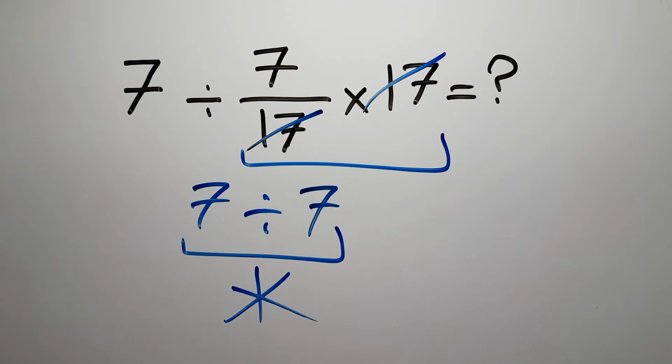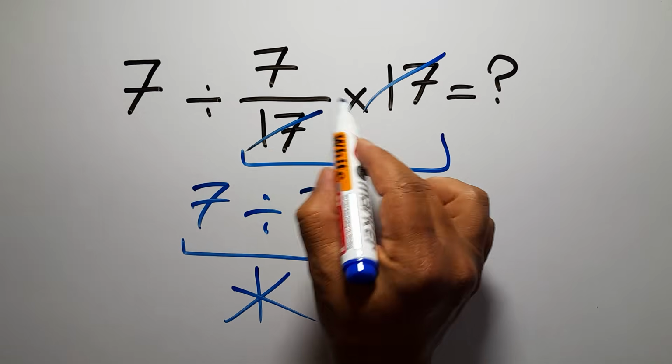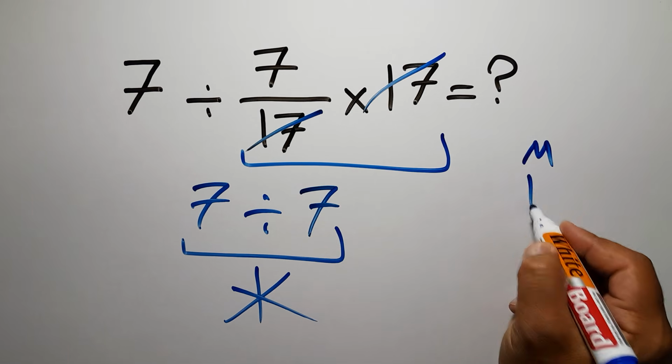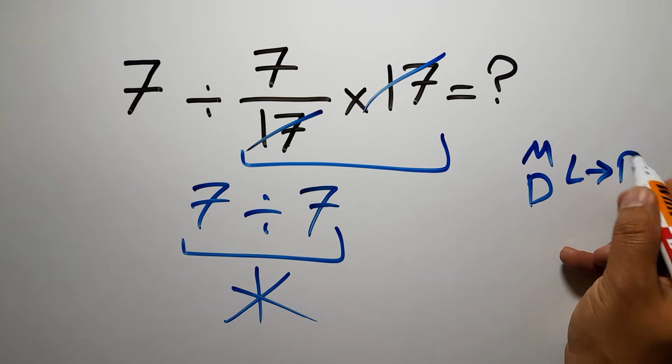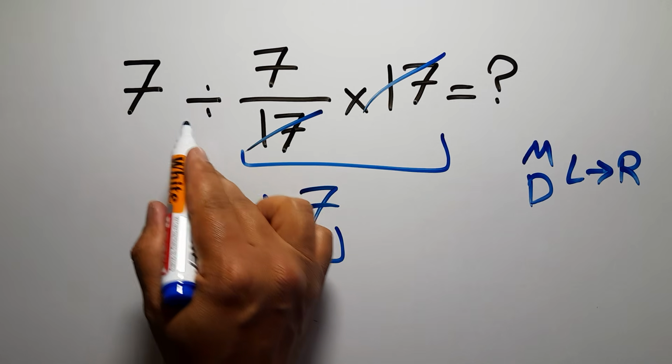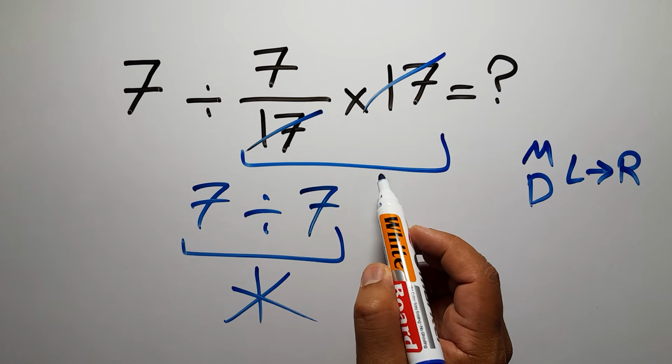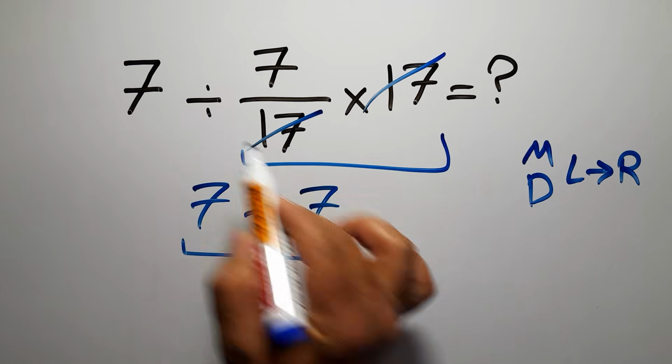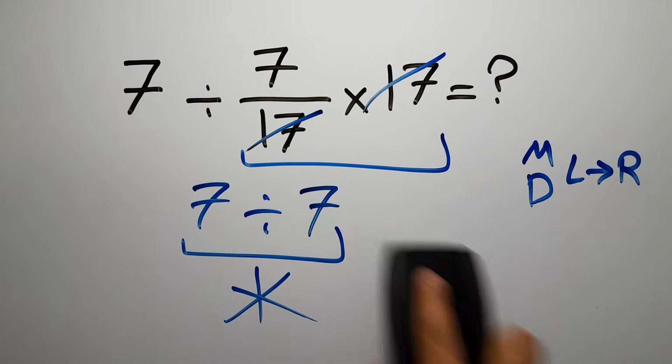But this answer is not correct, because multiplication and division have equal priority and we have to work from left to right. So first we have to do this division, not this multiplication. If you do this multiplication before this division, it is wrong. Okay?